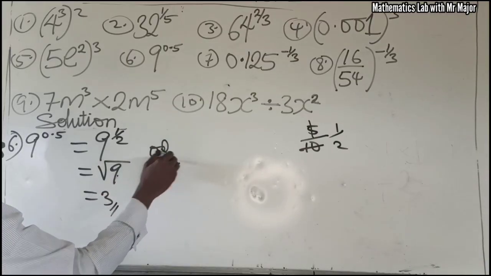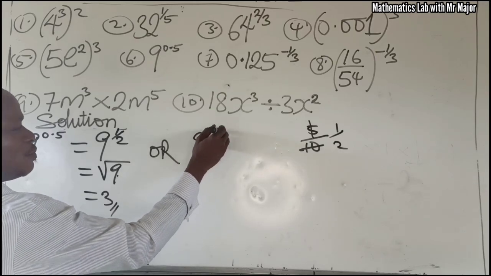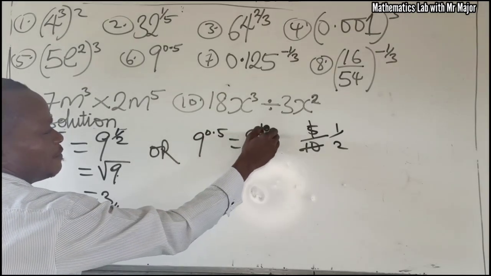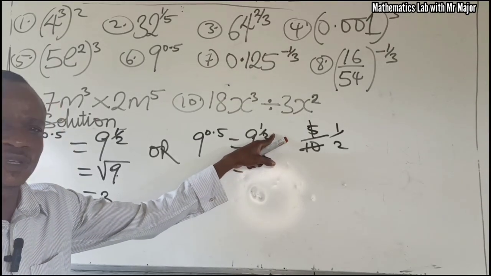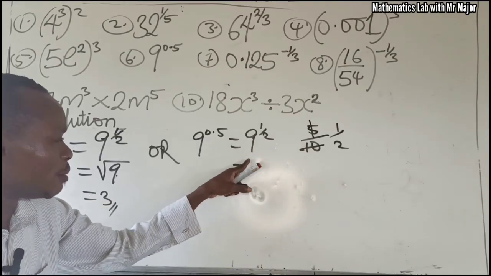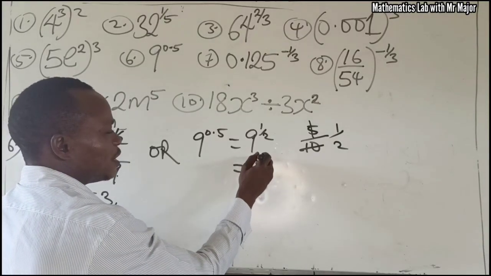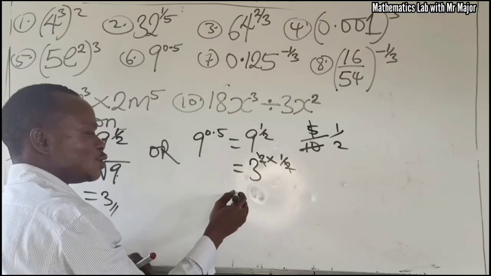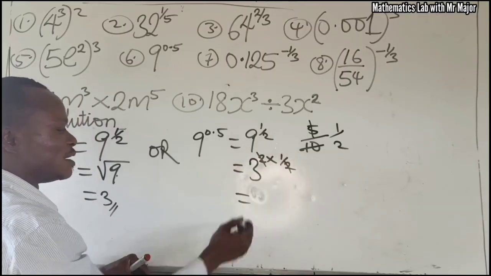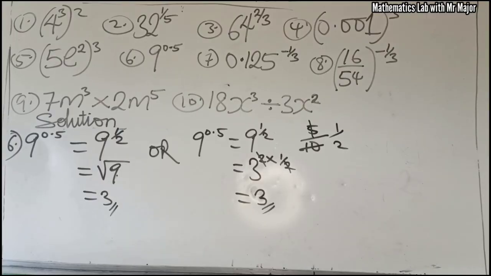You can also do it this way. Since we have 9 raised to power 0.5 as 9 raised to power half, you can look for a number which raised to power 2, since the denominator is 2, gives you 9, and that is 3. So we have 3 raised to power 2 times 1 over 2. So here 2 can cancel 2, then 3 raised to power 1 is still equal to 3, which is the same answer as this.